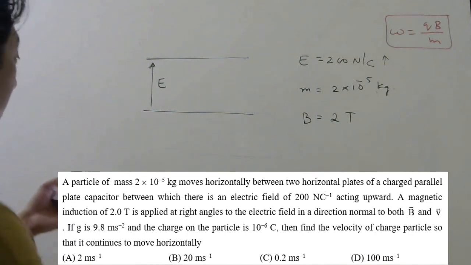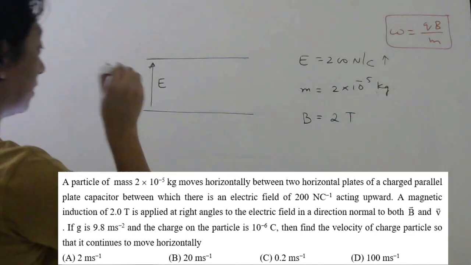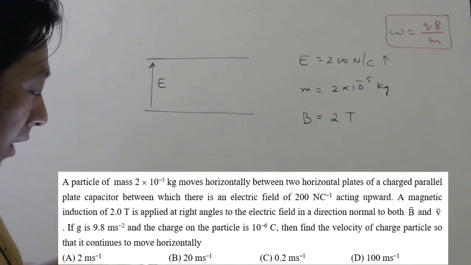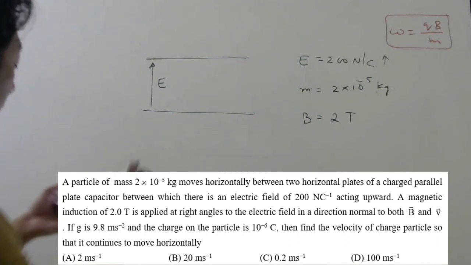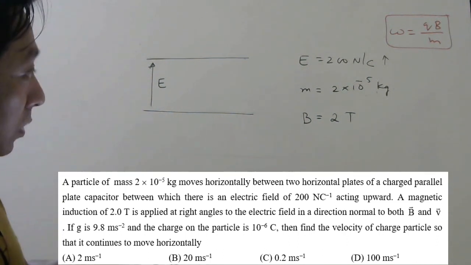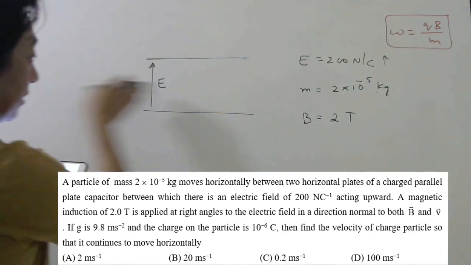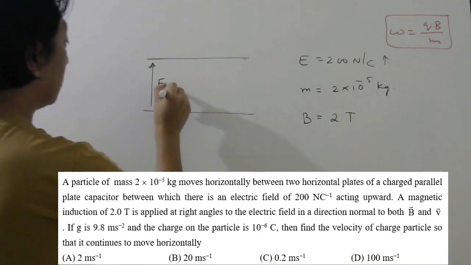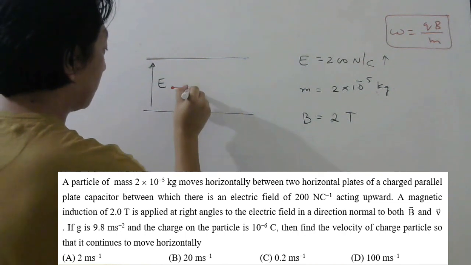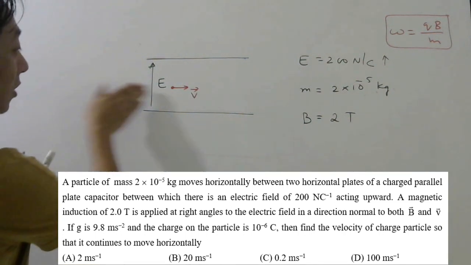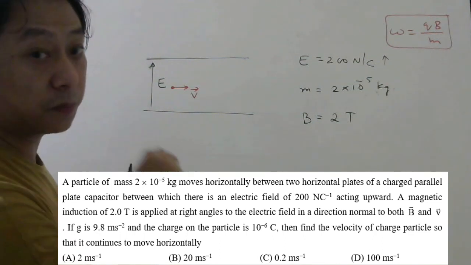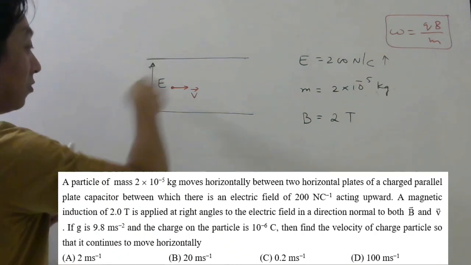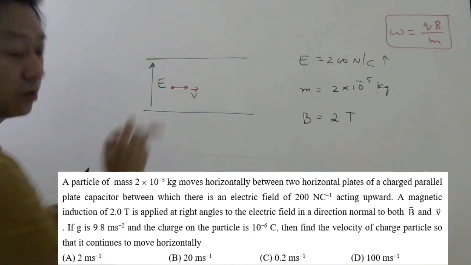It is applied at right angles to the electric field. Right angles means either this way or this way, right? In the direction normal to both magnetic field and velocity. Whose velocity? Initially what they told, a particle of mass 2 into 10 power minus 5 kg moves horizontally. So imagine there is a charged particle, and this charged particle is moving horizontally initially, with this velocity. So there is a magnetic field which is applied perpendicular to this electric field and this velocity also. So there are two options, either this way or this way. That they have not mentioned.